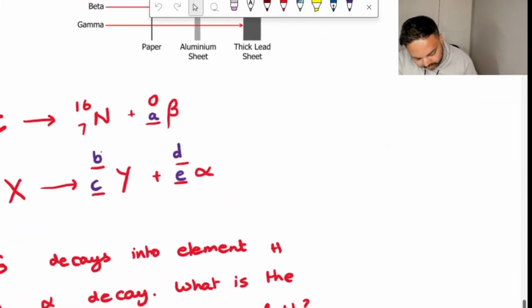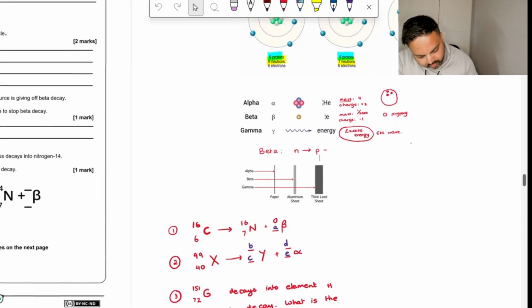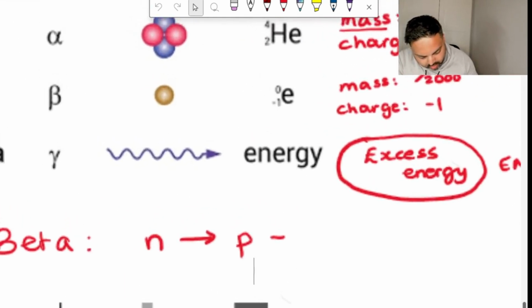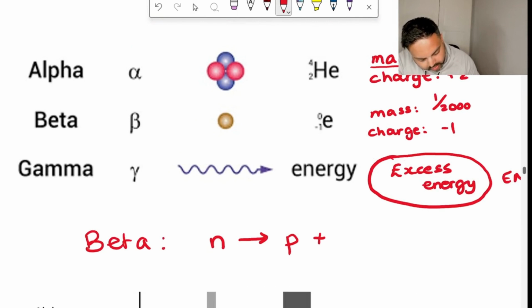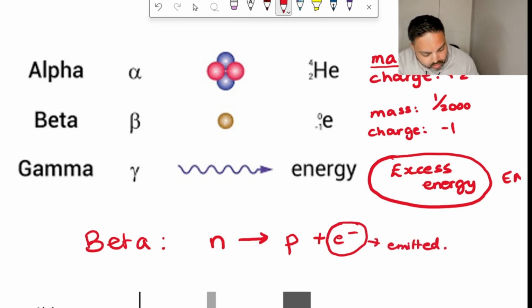So, here we were. One of the neutrons breaks down into an electron and a proton, and this thing is emitted. This one is shot out from the nucleus. That's why we get beta decay in the first place.